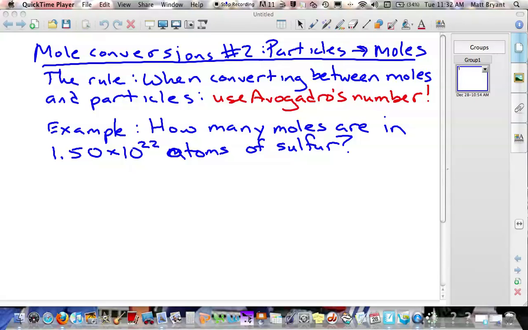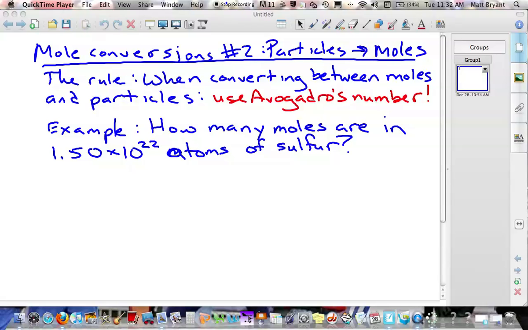Now, there's one rule whenever you're converting between moles and particles, and you'll find that this is the case for any type of conversion that you make, regardless of which direction you're going in, whether you're going from moles to particles or particles to moles. The conversion factor that you're going to use, the value that you have to know to be able to proceed with the problem, is Avogadro's number.